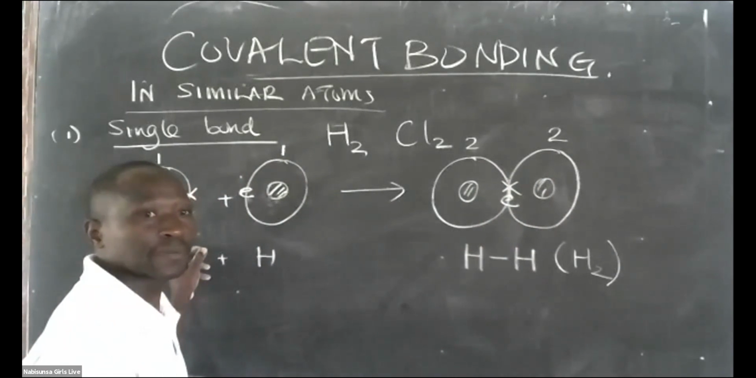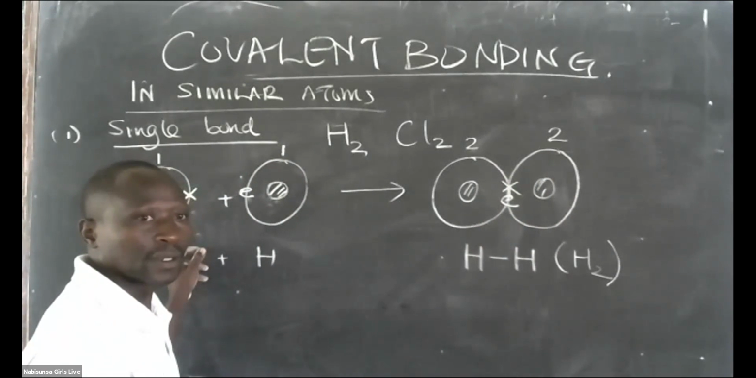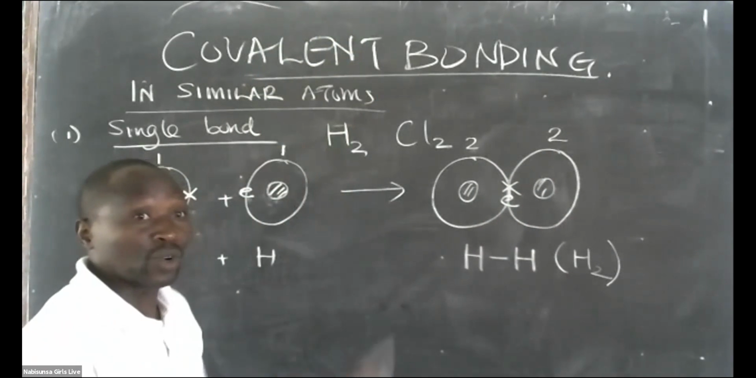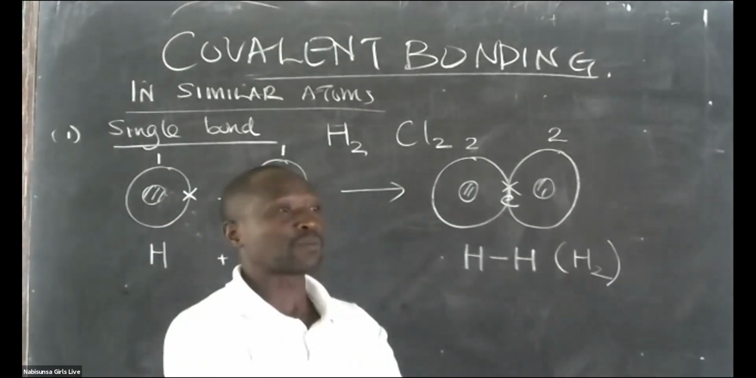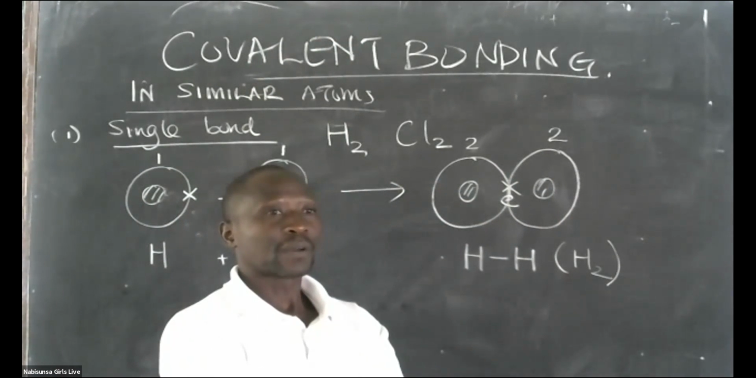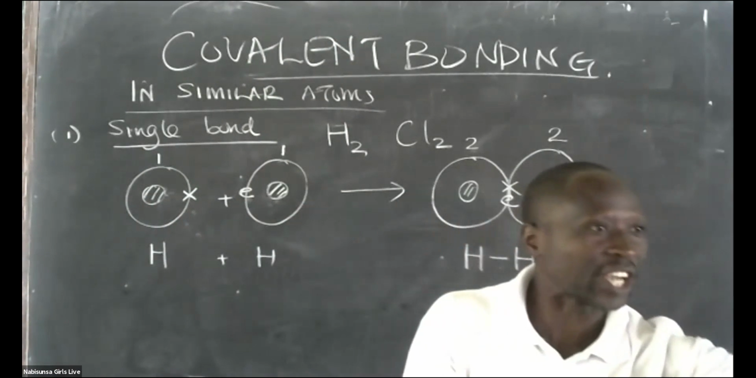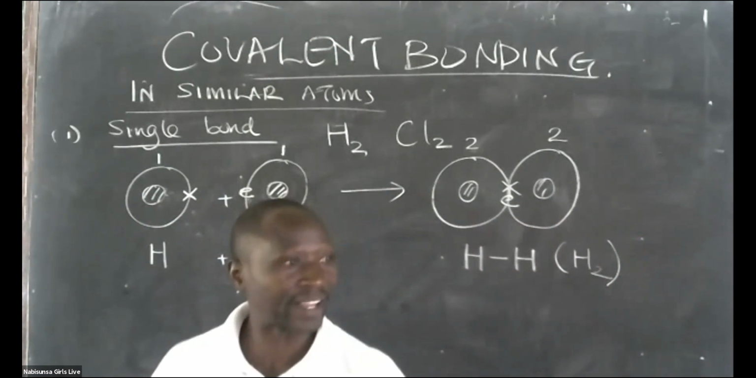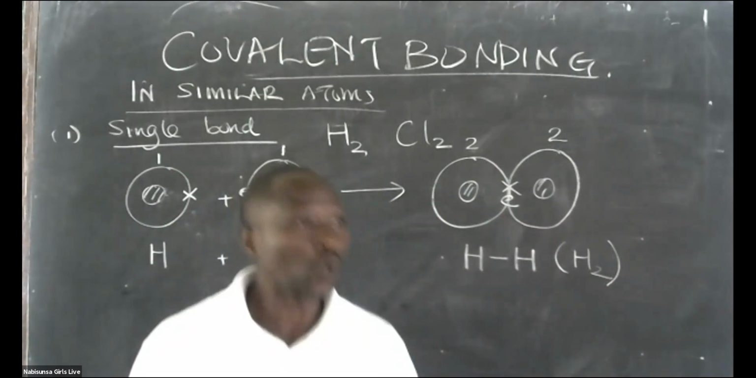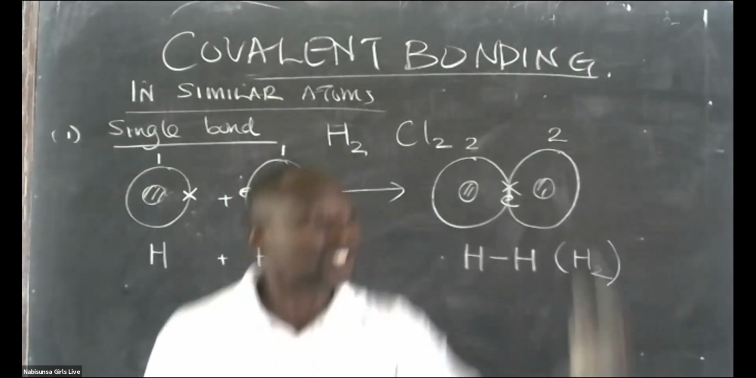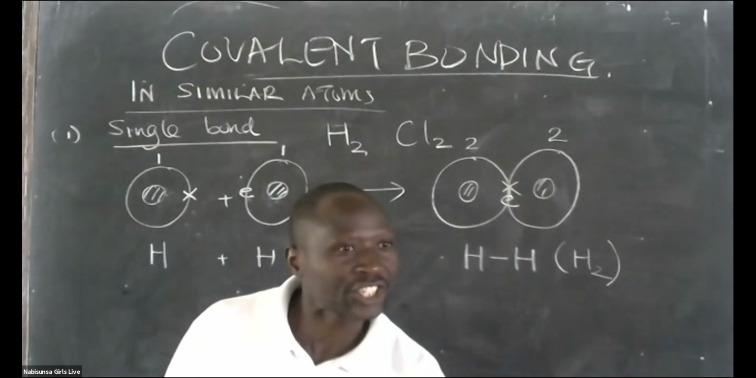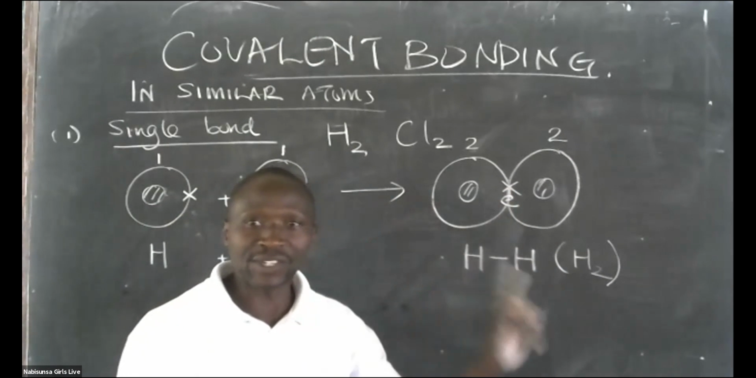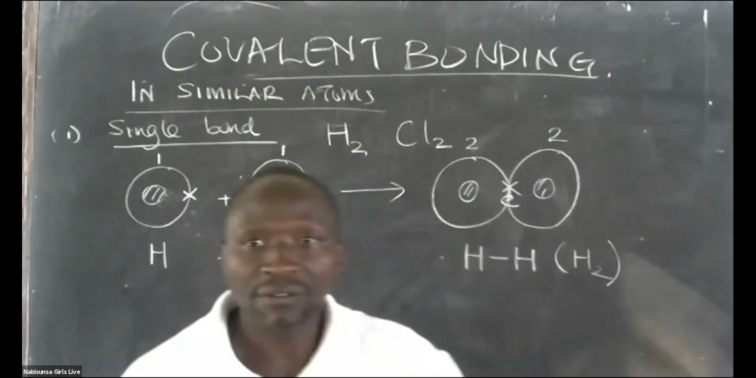If I ask you to write the notes, what should you have said? Two atoms are coming together. Each is contributing one electron for sharing. Two electrons are shared, and this leads to the formation of a single covalent bond. Two atoms each contribute one electron for sharing. Since the two electrons are shared, a single covalent bond is formed.